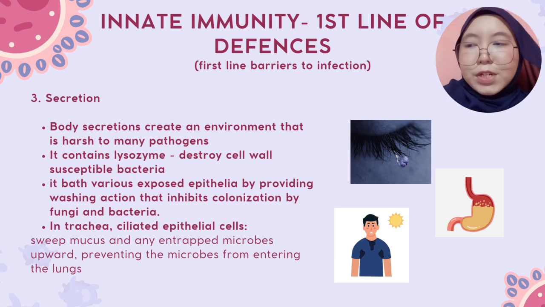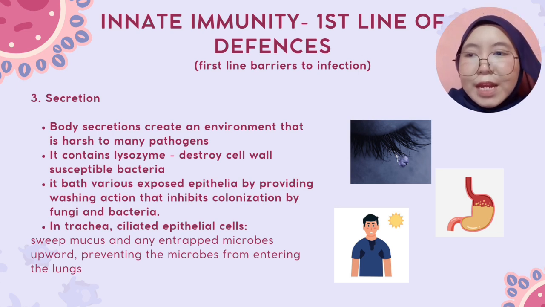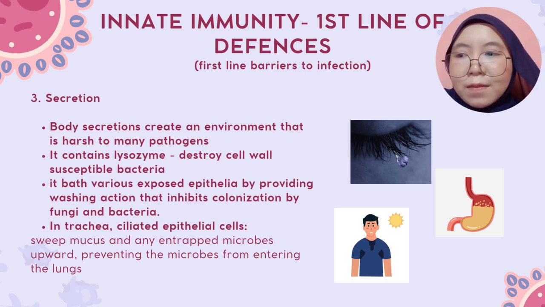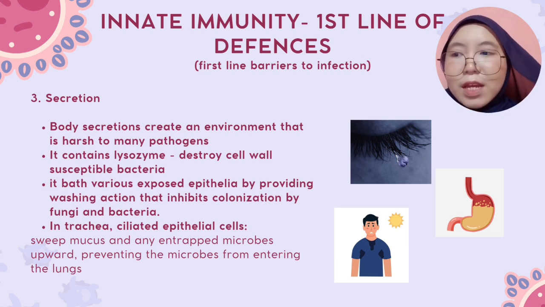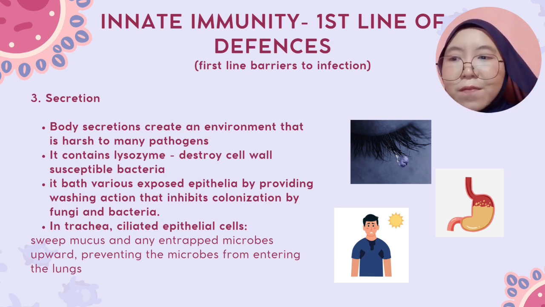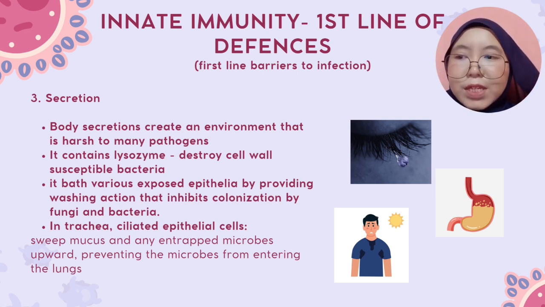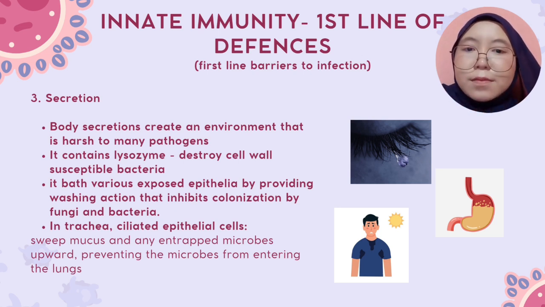Third is secretion. Body secretions create an environment that is harsh to many pathogens. It contains lysozyme that destroys cell wall susceptible bacteria. It bathes various exposed epithelia, providing a washing action that inhibits colonization by fungi and bacteria. In the trachea, ciliated epithelial cells sweep mucus and any entrapped microbes upward, preventing the microbes from entering the lungs.